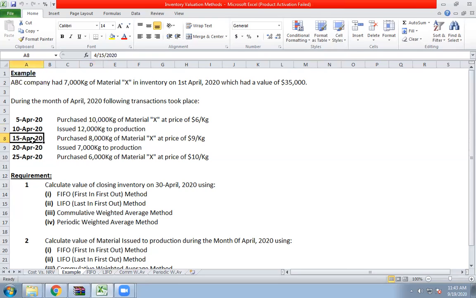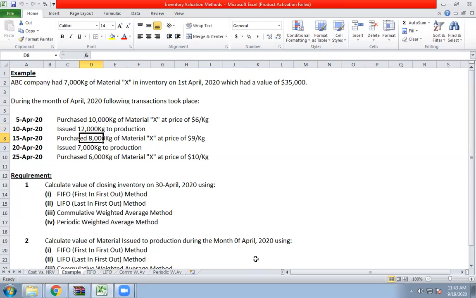On 15th April, we once again purchased 8,000 kg at a price of $9 per kg. Now it has increased to $9 from $6. On 20th April, we again issued 7,000 kg. Then on 25th April, we again purchased 6,000 kg at a price of $10 per kg.